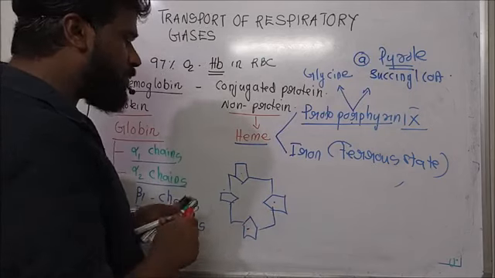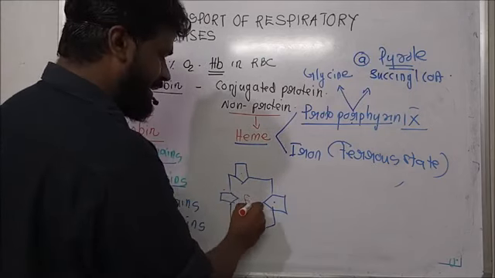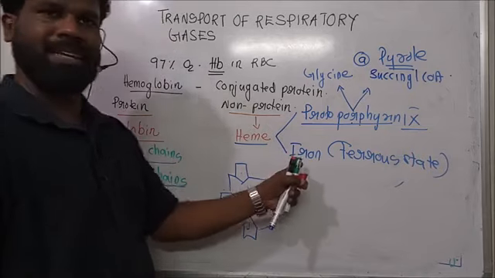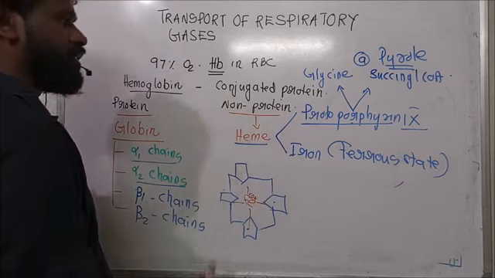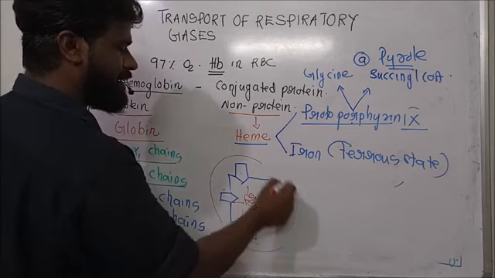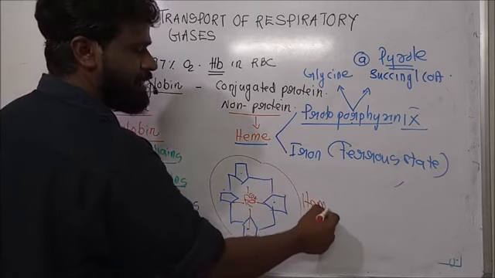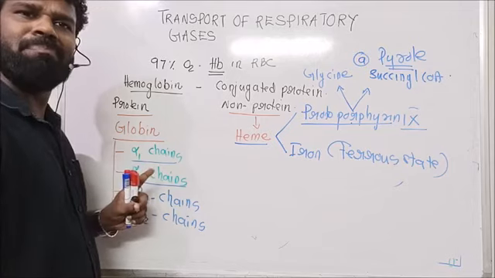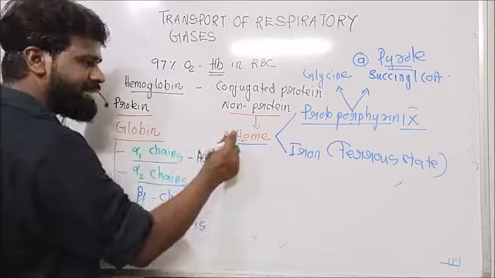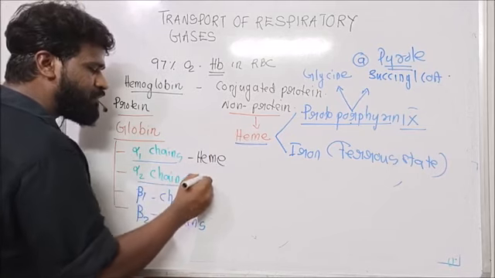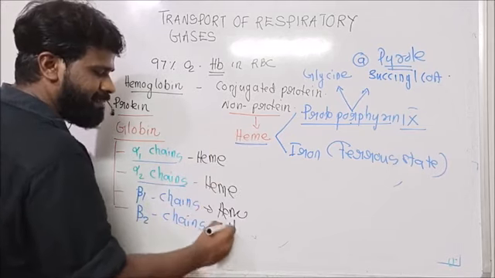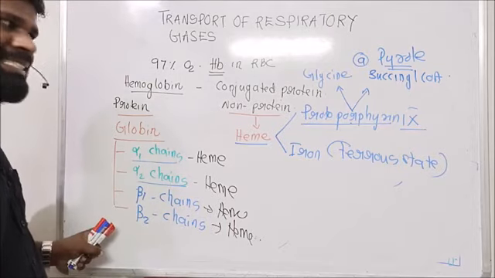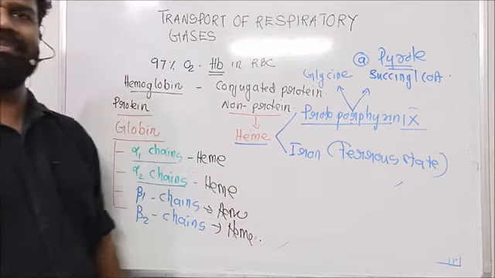This protoporphyrin combines with a ferrous ion, in the form of ferrous state, to form the non-protein part called heme. So this is the heme, the non-protein part of hemoglobin. Each polypeptide is combined with one heme group. That means a single hemoglobin has 4 globin chains as well as 4 heme.